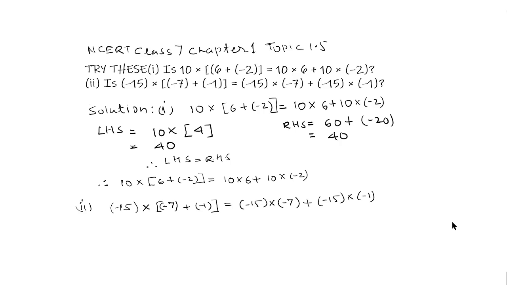Part 2 is minus 15 multiplied by within bracket minus 7 plus minus 1 bracket close equal to minus 15 multiplied by minus 7 plus minus 15 multiplied by minus 1. So we solve like this. We take LHS equal to minus 15 multiplied by, and we solve this bracket.